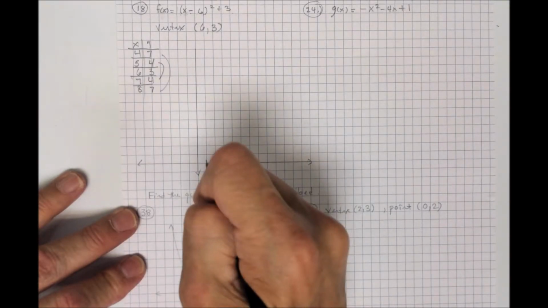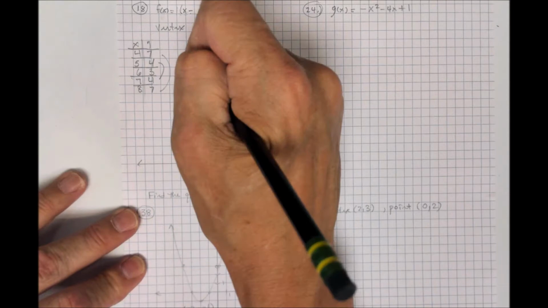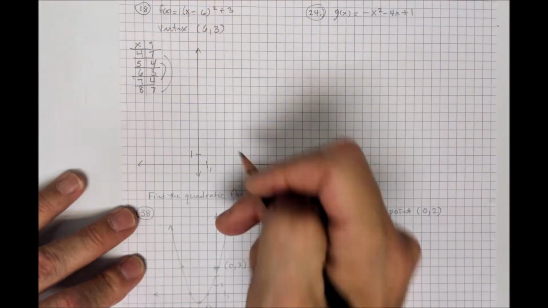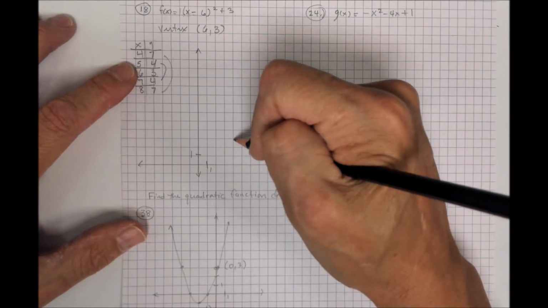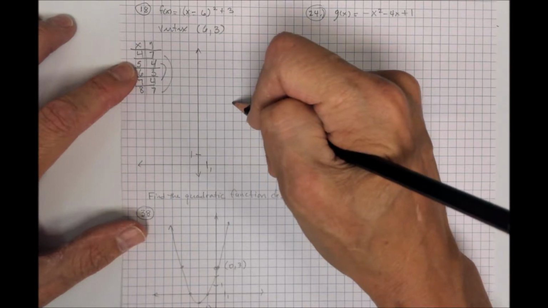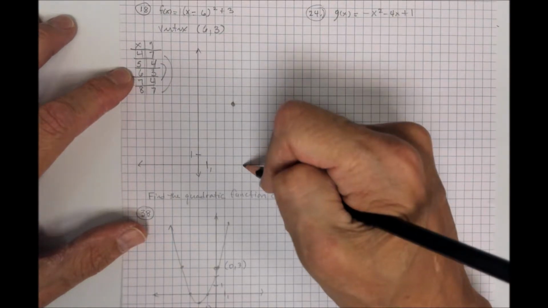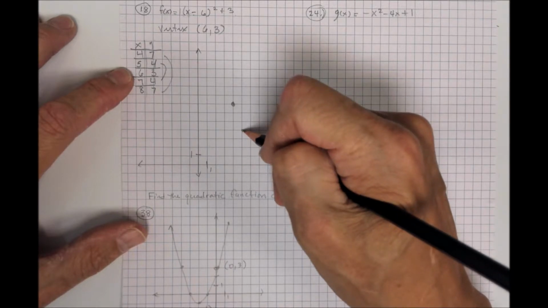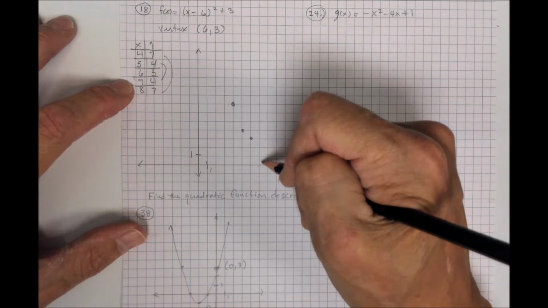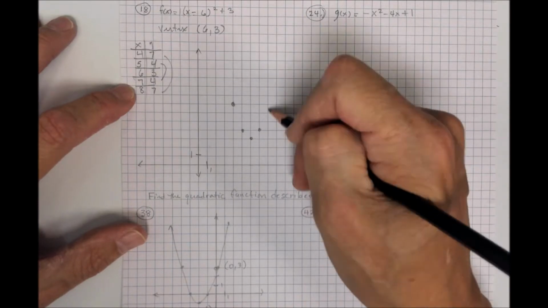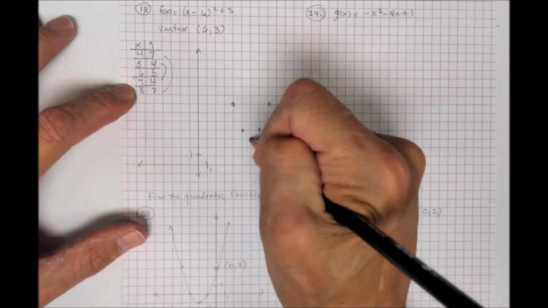I'm going to go by ones here. Think you can see that okay? So I'm going to graph the point 4, 1, 2, 3, 4, 5, 6, 7, 5, 4, 1, 2, 3, 4, 6, 3, that's my vertex. 7, 4, 8, 7. You can see the U shape.